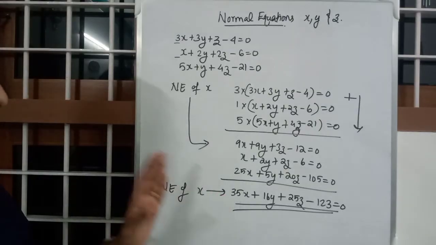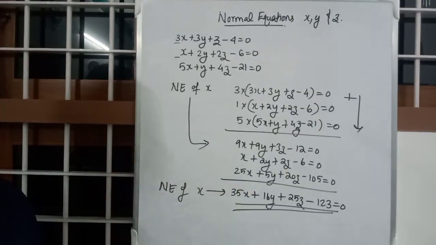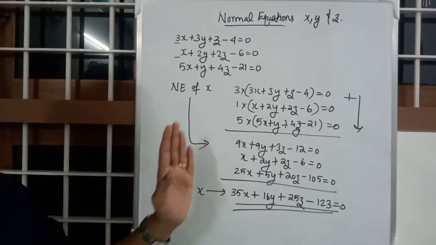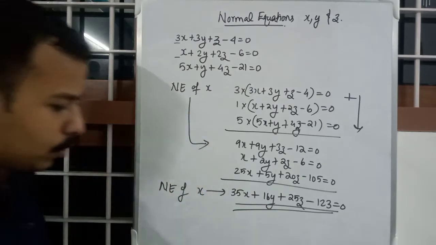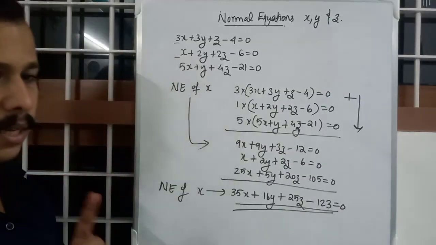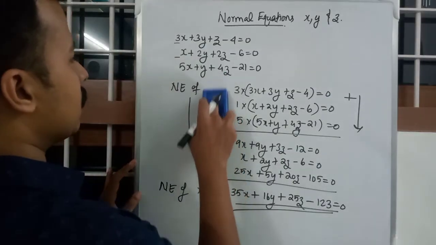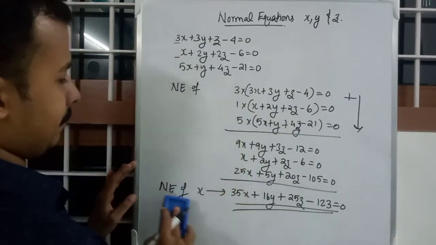If you are asked for the normal equation, just find the normal equation and that's it. So you know how to find out the normal equation of x. Let's find out the normal equation for y.